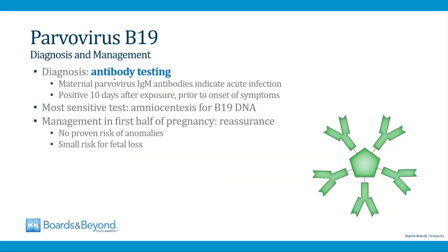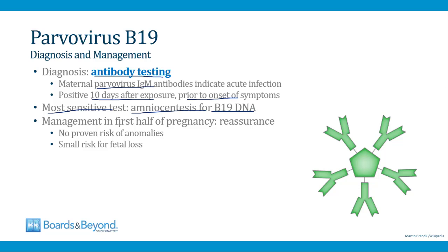The diagnosis of B19 infection in the mother can be made through antibody testing. Maternal IgM antibodies to parvovirus indicate acute infection. They're usually positive 10 days after exposure, sometimes prior to the onset of symptoms. So if a mother knows she was near someone who had parvovirus infection, she can be tested. The most sensitive test to truly know if the baby has B19 infection is an amniocentesis for B19 DNA, and this can be done if the baby is displaying signs and symptoms of severe anemia.